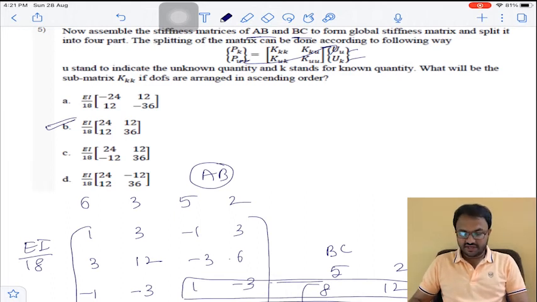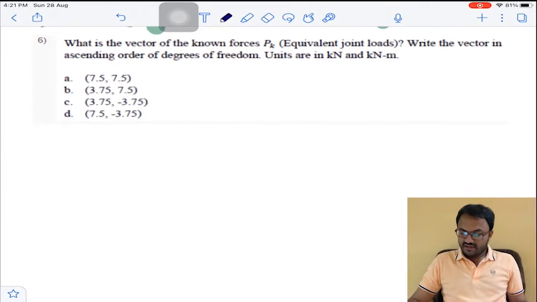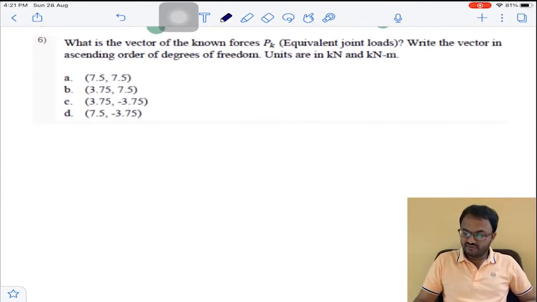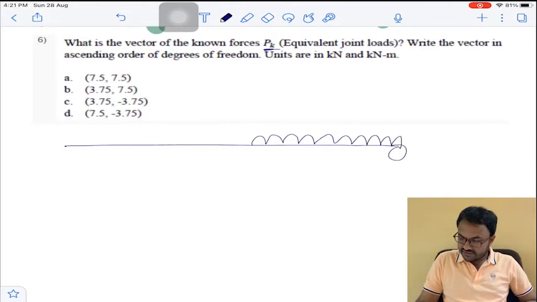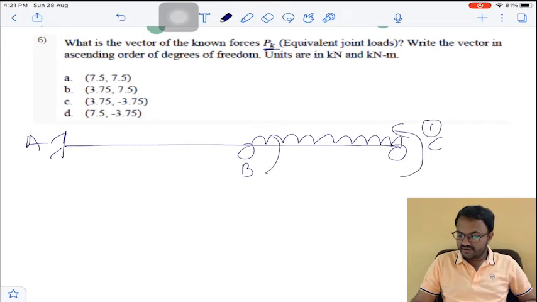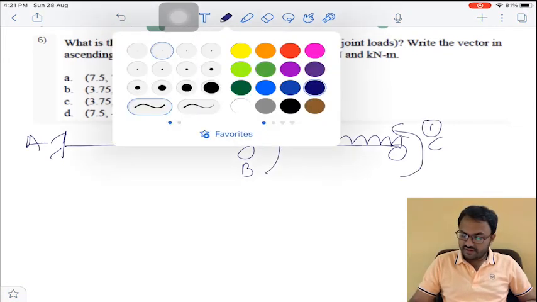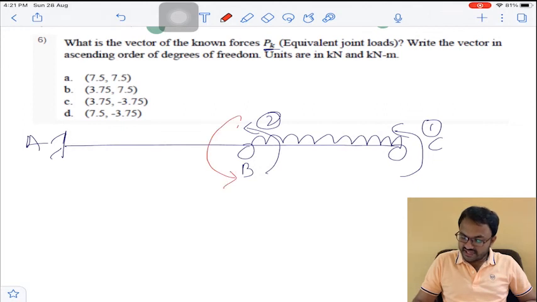Next, coming to question number 6. What is the vector of known forces, Pk? The given beam is this much. This is A and B and it is C. There is coordinate 1, there is coordinate 2. So we will get fixed end moment like this, fixed end moment like this.